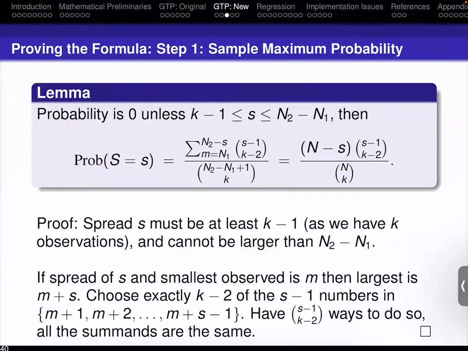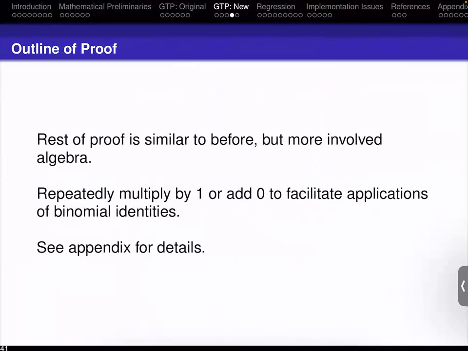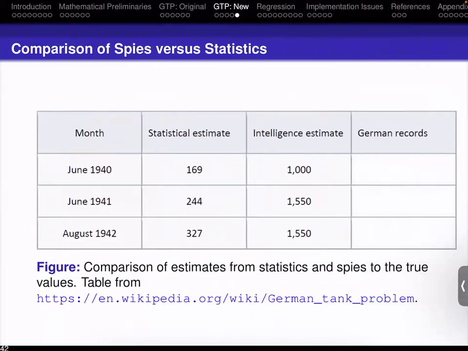So the proof is very similar. We need to calculate a formula for the probability that the spread equals S. You can prove it very similarly and get a nice relationship like this. And then you have to do some algebra. There's a lot of multiplying by 1 or adding zeros to make everything work. I have gone through and put those details in the appendix at the end.